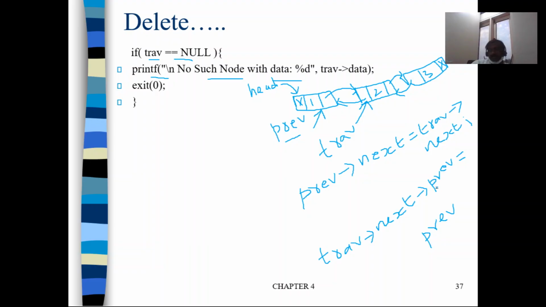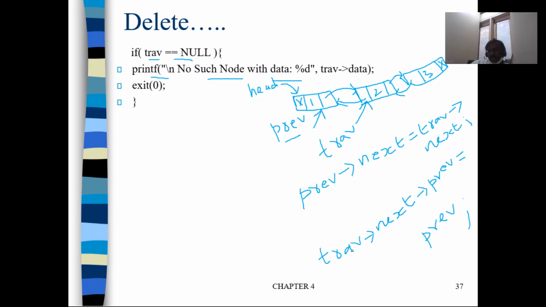So even if you give the same name, I don't think it will be an issue, but if you feel you want, you can give a separate name. Okay, so traverse arrow next arrow previous is equal to previous. Okay, so this is what we should do.